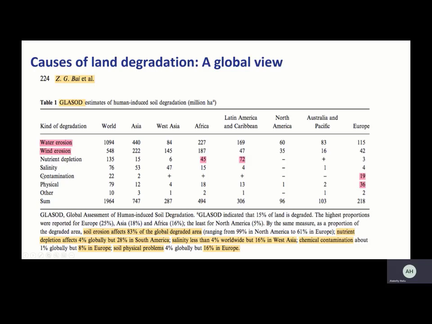But if you look at the other two, contamination is more a developed country problem where there's a lot of chemical use. And the same thing with physical damage to soils, which is the compaction type, and that's again in mechanized agriculture in the developed world. So what you see here is problems in Europe. So this is a good summary. So soil erosion is not an old problem. Soil erosion is still around.